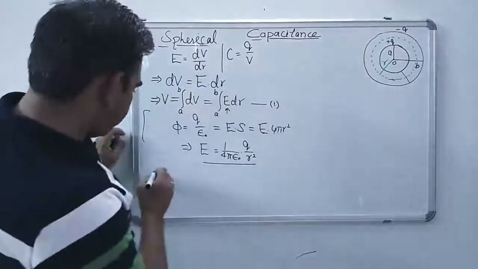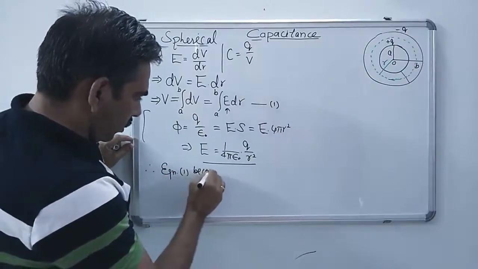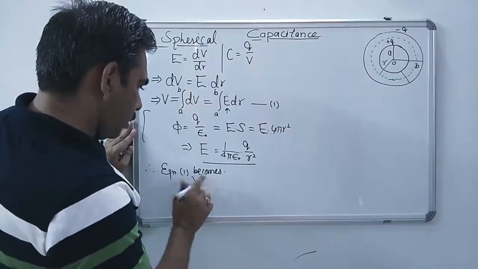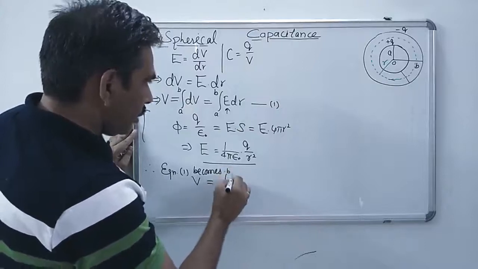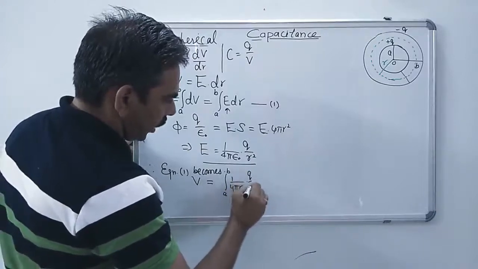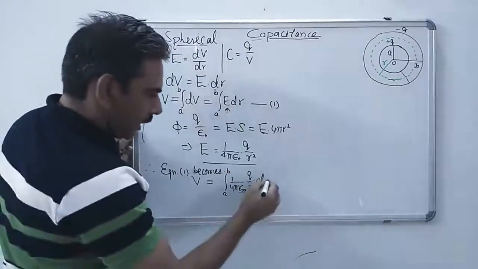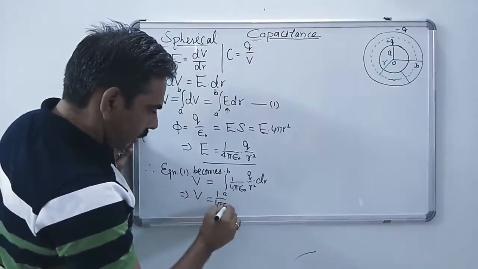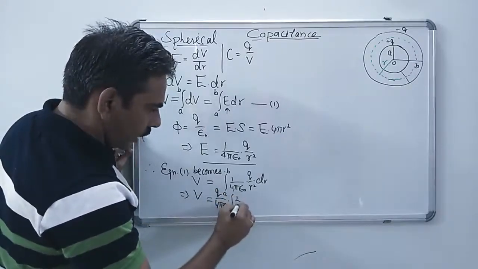So we substitute this value of electric field here. Therefore equation 1 becomes, from there we can calculate the potential difference V equal to integration from A to B. Let us substitute the value of E, which is 1 upon 4 pi epsilon naught into Q upon r square into dr. So we take the constants out of the integration sign and we have 1 upon 4 pi epsilon naught into Q. So let me write Q here into integration of 1 upon r square dr.